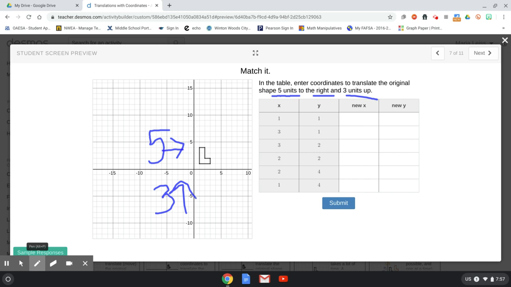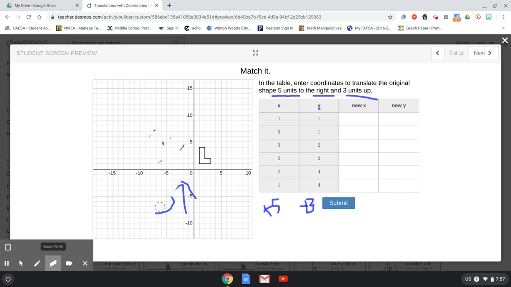Now, what that means for the rule is that each X number, you're going to be adding 5. Each Y number, you're going to be adding 3. So what would the new X number be? What would the new Y number be based on these? Submit, take a screenshot of that screen. That's the second page you're going to turn in.